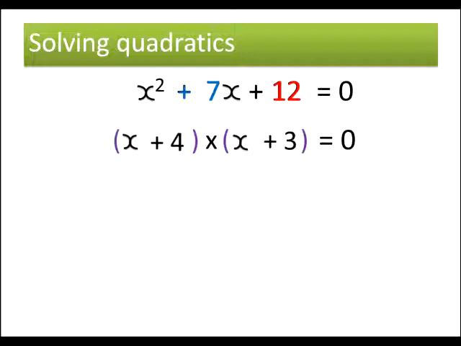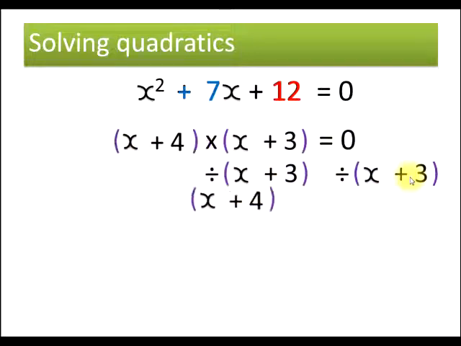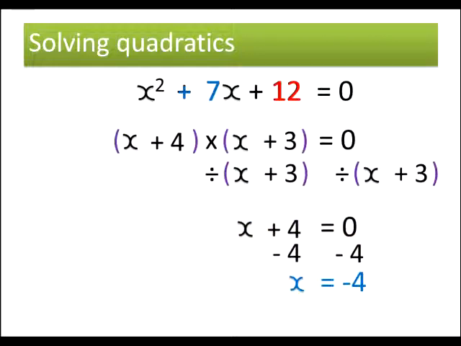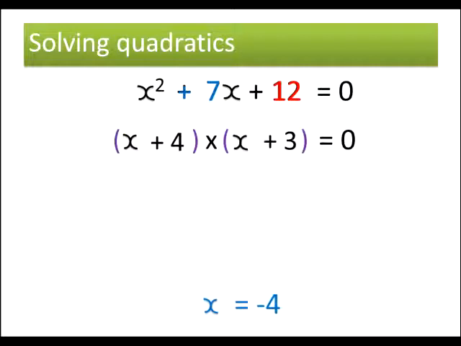Now we need to solve for x, so we need to get rid of one of these brackets. So if I wanted to remove this one, because it's being multiplied, if I do the inverse, I would actually divide. And what I do to one side, I have to do to the other. Therefore, removing it from the left-hand side, and 0 divided by anything is just simply 0. So this is what we're left with: x plus 4 equals 0. So something plus 4 is 0, x therefore must be minus 4. So that's one of the answers.